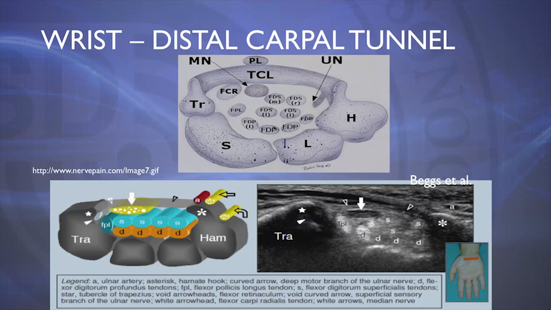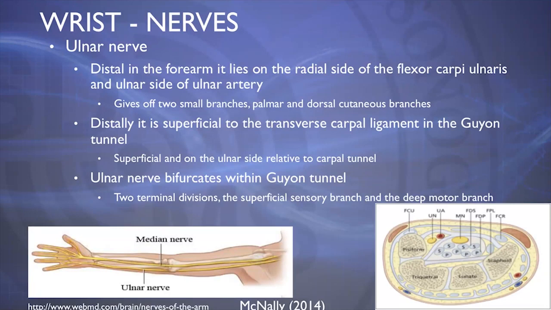Another nerve that's going to be in the wrist is the ulnar nerve, and distal in the forearm, it lays on the radial side of the flexor carpi ulnaris and on the ulnar side of the ulnar artery. It gives off two small branches on the palmar and dorsal cutaneous aspects and goes into branches that are named appropriately. You won't most likely be able to see those two different branches. Distally, it is superficial to the transverse carpal ligament in the Guyon tunnel or canal, and it's superficial and on the ulnar side relative to the carpal tunnel. The ulnar nerve will bifurcate within the Guyon tunnel, and the two terminal divisions will be the superficial sensory branch and the deep motor branch.